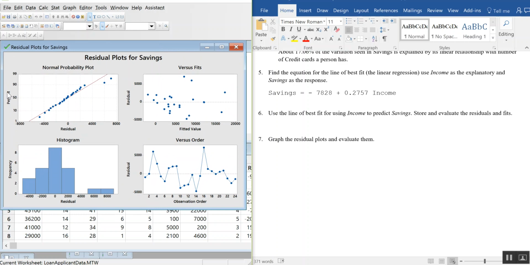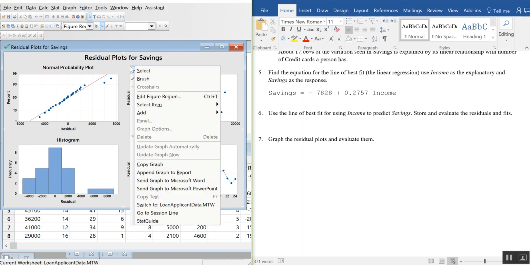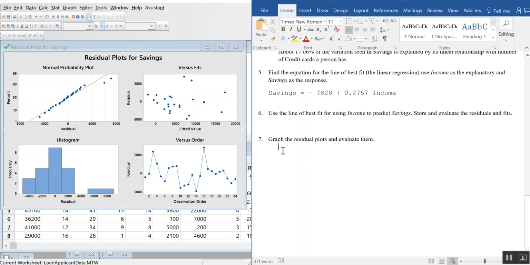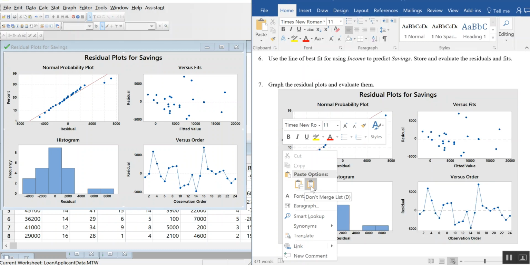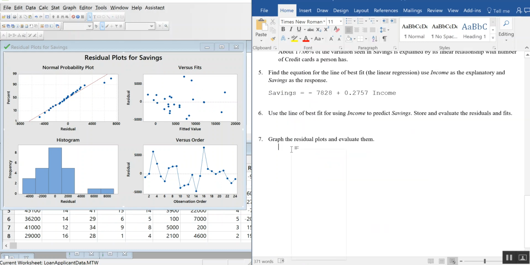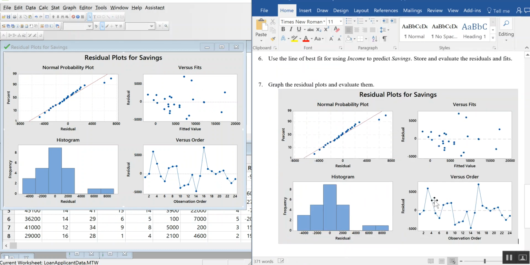I usually use just these first two to look at my residuals and evaluate whether or not they have done a good job. Oh no, I didn't mean to do that. Sorry. I'm doing all kinds of clicking everywhere but where I should be today. I don't need to merge it. The paste button doesn't like me today either.